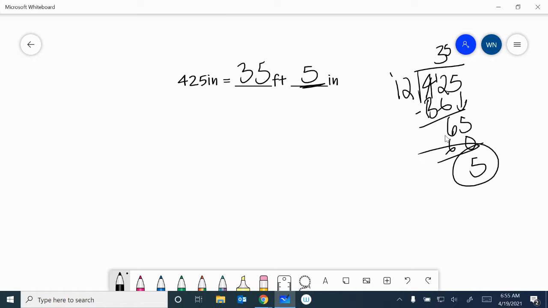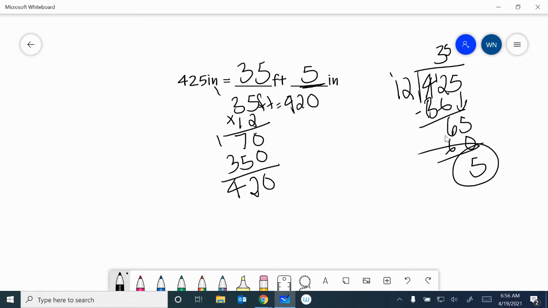Let's go ahead and check this one to make sure we have the correct amount. So first things first, we want to multiply 35 feet times 12 to figure out how many inches that is. 2 times 5 is 10, 6, 7, 0, 5, 3, 0, 12, 4. So 420 inches. I know that 35 feet equals 420 inches. So that's why I have those 5 inches left over, because if I add those together, I'm going to get 425 inches. So 425 inches equals 35 feet, 5 inches.